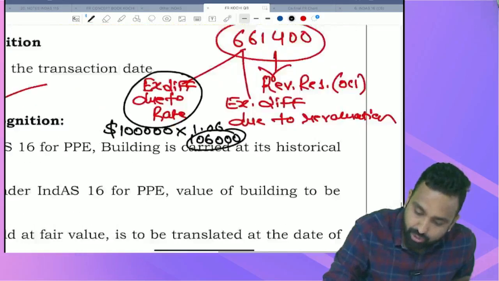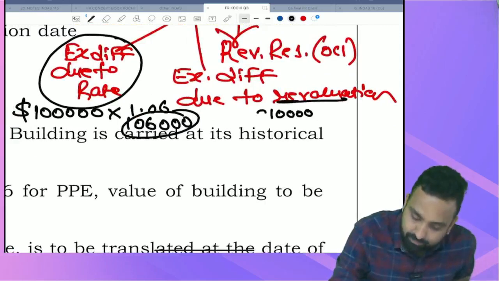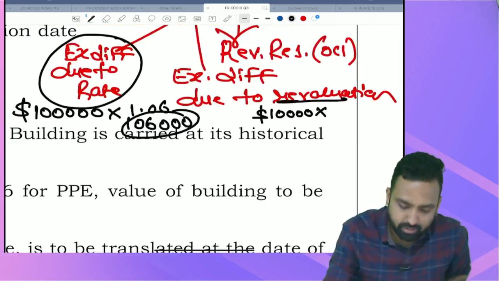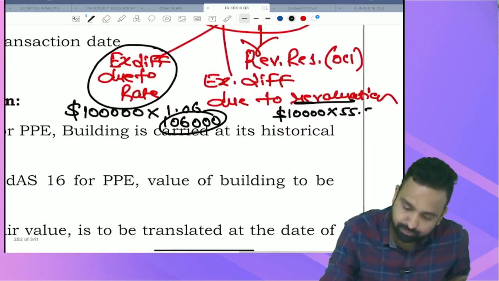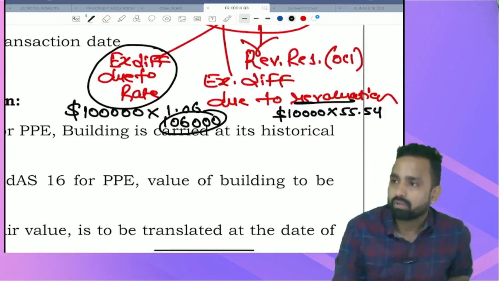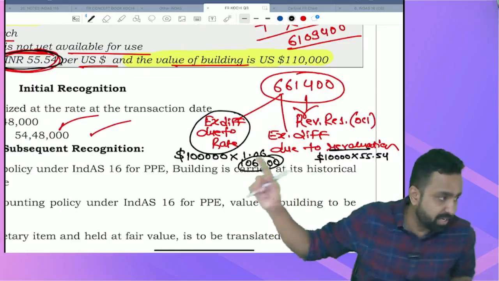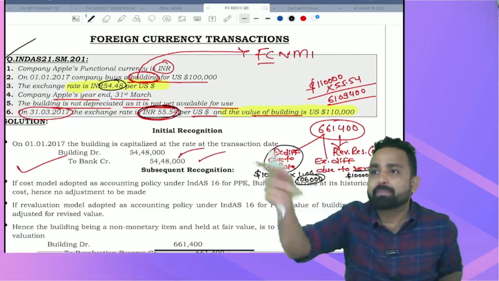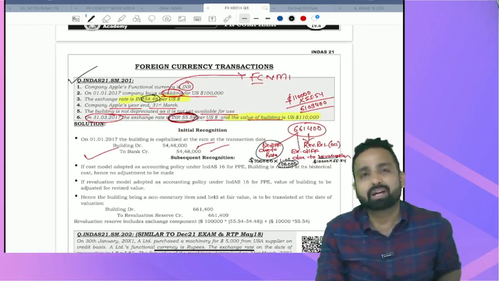And what is the exchange difference due to revaluation? Sir, revaluation is 10,000, na? Multiply by the closing rate, 55.54. Combine them. Just check, combine them. Is it equal to 6.61 lakh? Yes. But both of them you will keep under OCI. Okay, fine. Tell me, guys, fine.